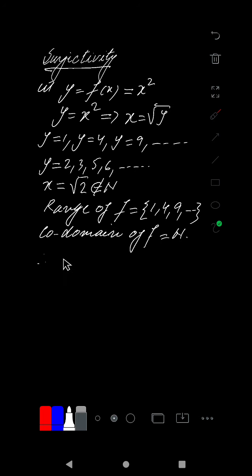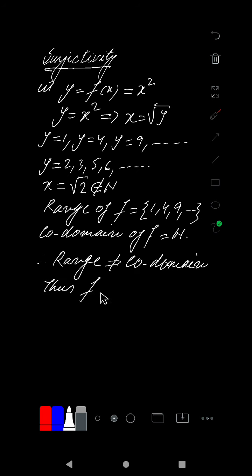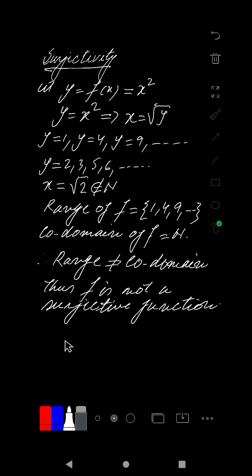So clearly range is not equal to codomain. And if range is not equal to codomain, then the function cannot be an onto function, and thus we may conclude that f is not a surjective function. So from the above discussion, we may conclude that f is 1-1 but not onto.